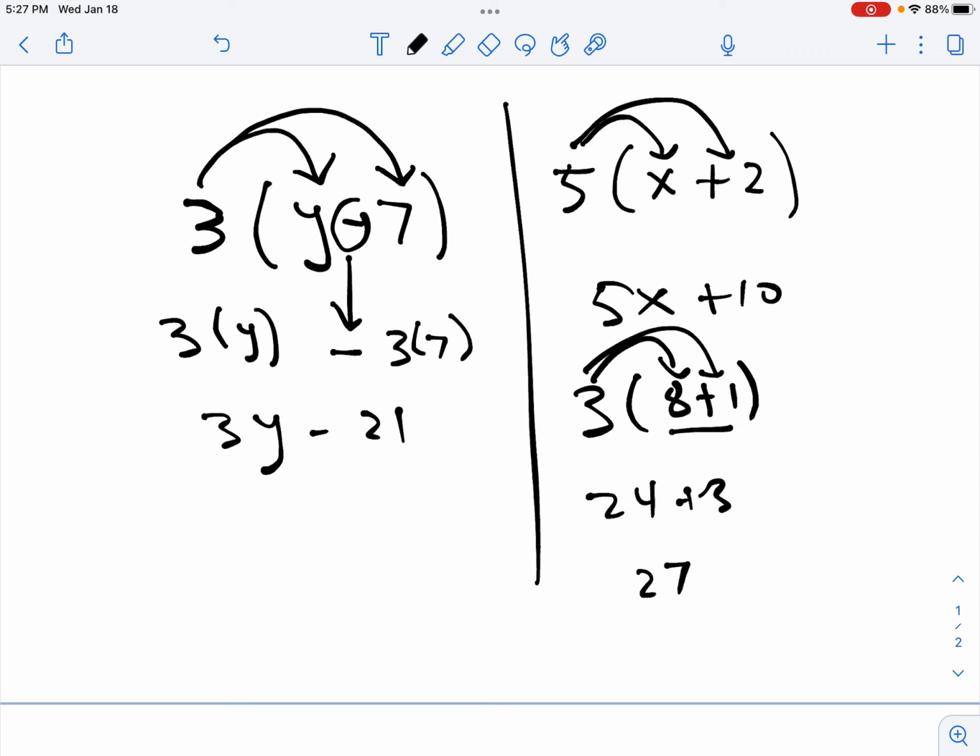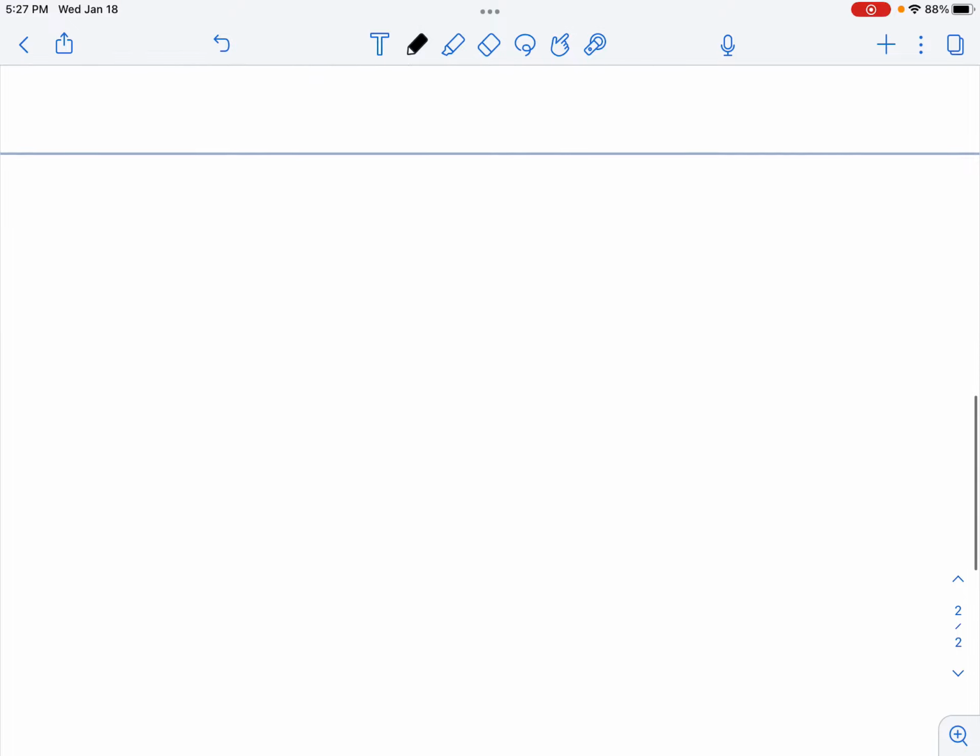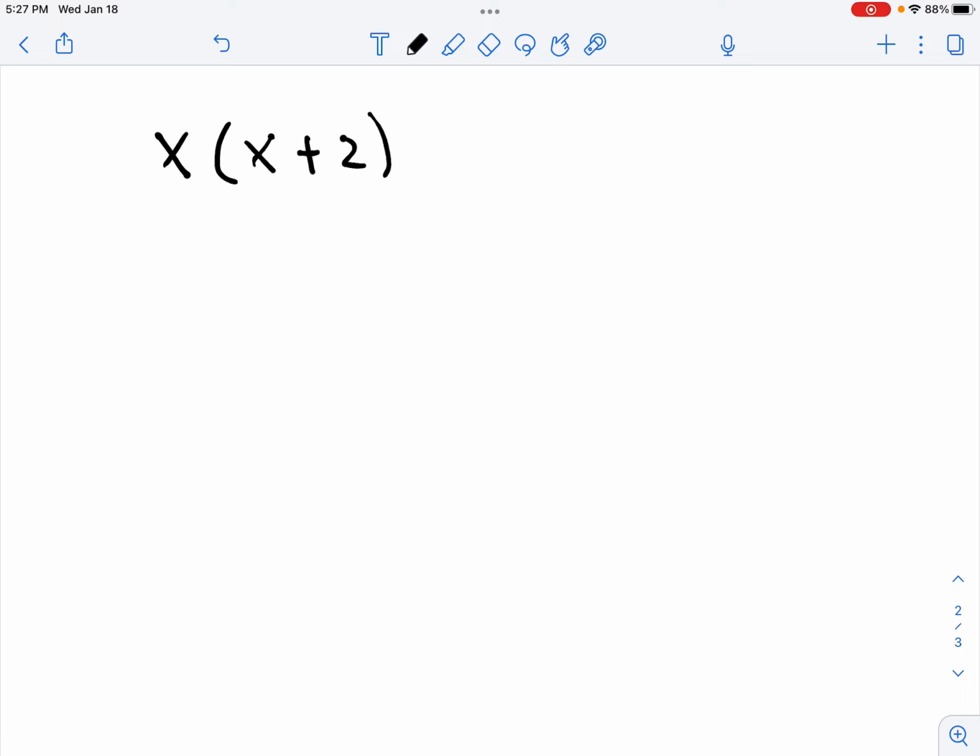Okay, let's go now and work on something like this. What if you have x times (x plus 2)? In that case, the x hits the x, and it turns it into x squared, and the x hits the 2 and turns that into x2. But normally we don't write x2. Normally we change the order and write 2x just because it looks better.